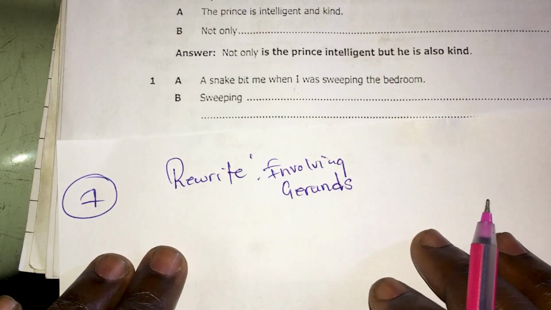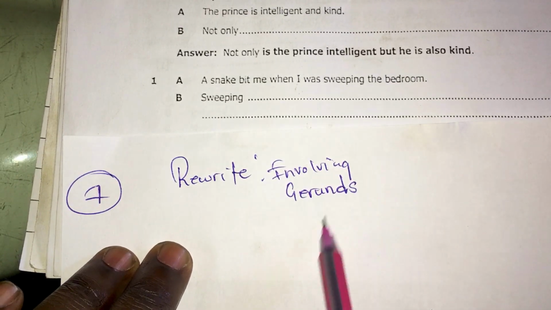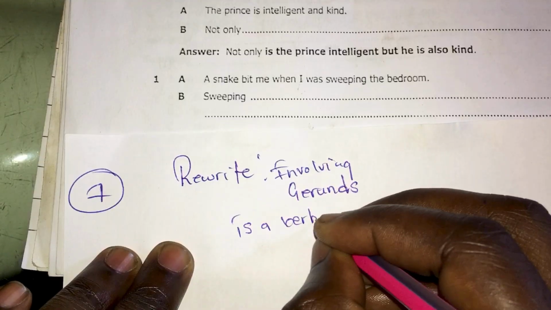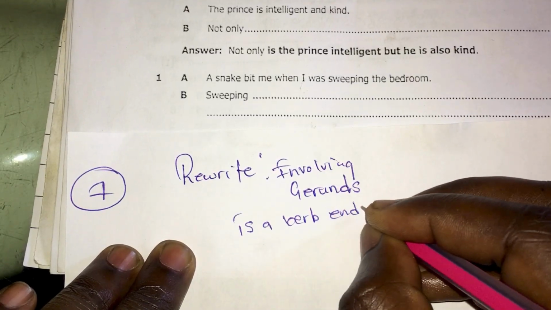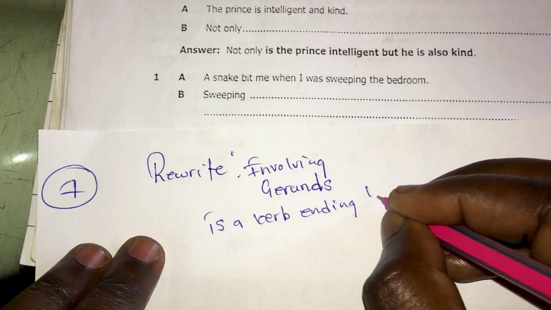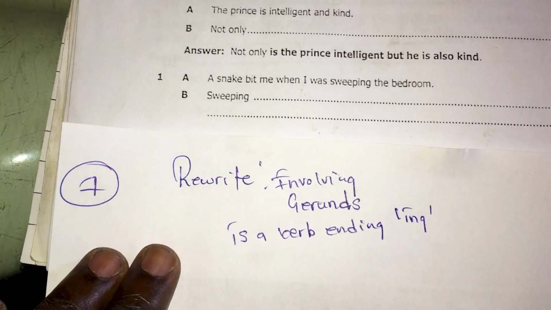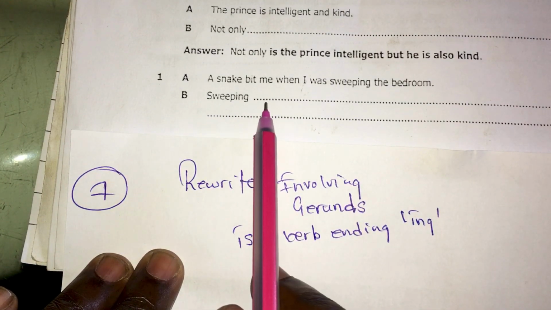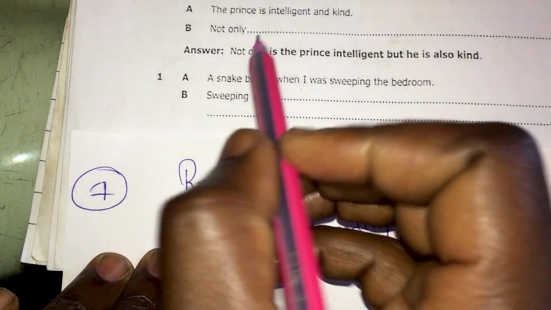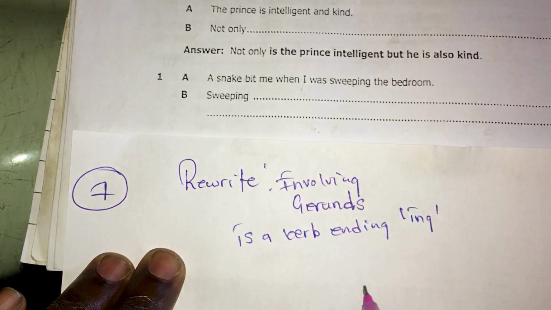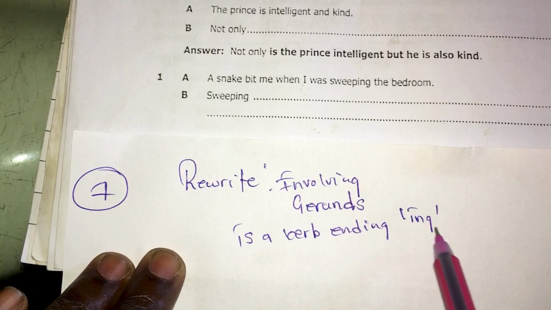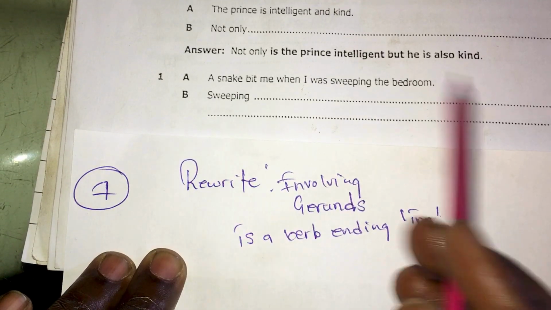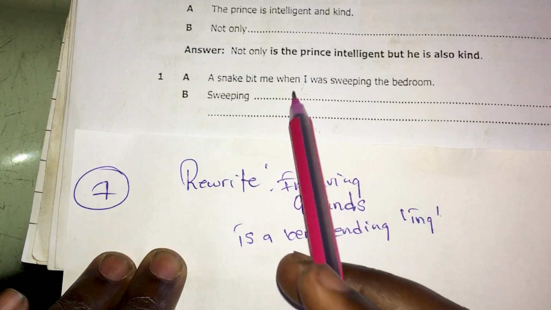The first key question you must ask yourself is, what is a gerund? A gerund is a verb ending in ing, I, N, G. So when you see a rewrite where they say begin eating, begin sweeping, begin dancing, begin cooking, as long as there is ing at the end, just know it's a gerund. It begins with a gerund. So rewrite number 1 involved a gerund.